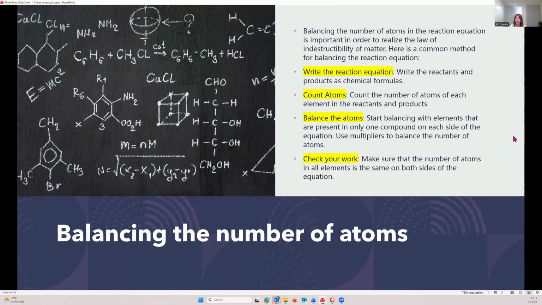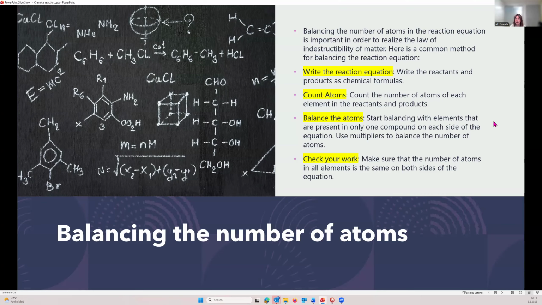So you have to then balance the number of atoms, of course, so that it's the same on both sides of the arrow, in the reactants and in the products. So you write the equation, reactants and products as chemical formulas. You count the number of atoms of each element in reactants and products, then you balance.